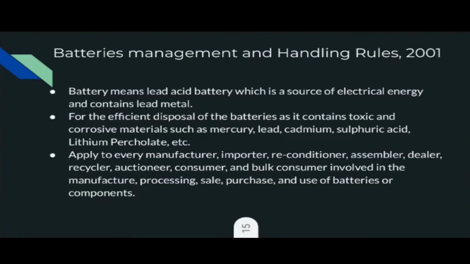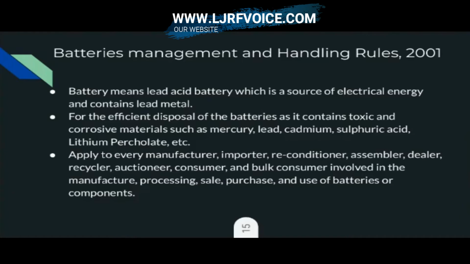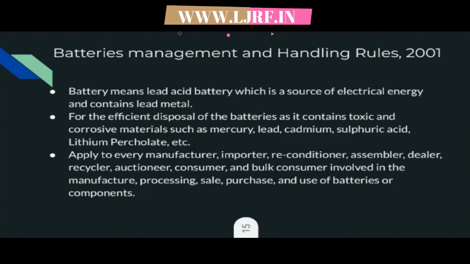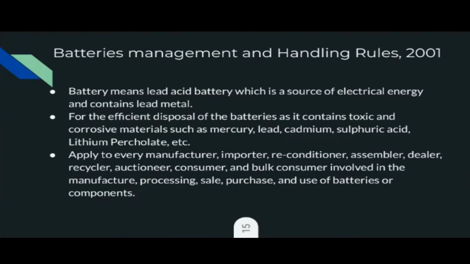It is applicable to every manufacturer, importer, reconditioner, assembler, dealer, recycler, auctioneer, consumer and bulk consumer involved in the manufacture, processing, sale, purchase and use of batteries or components. That is, it is applicable to everyone who deals with batteries in a large quantity, like a bulk consumer, a manufacturer, reconditioner, importer, etc.